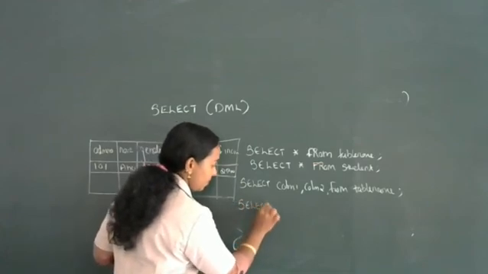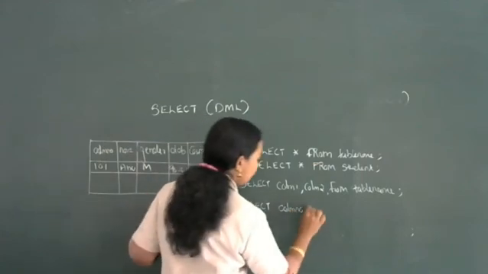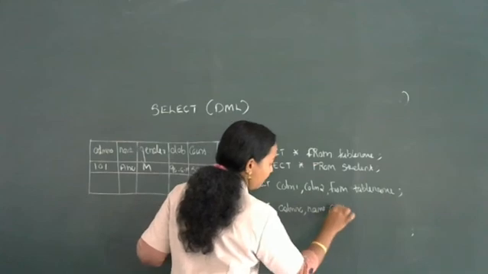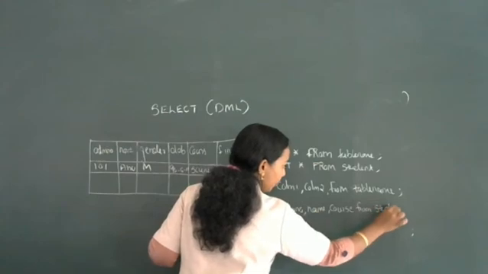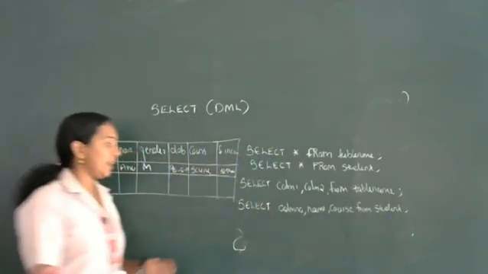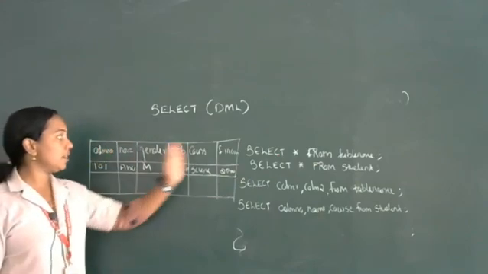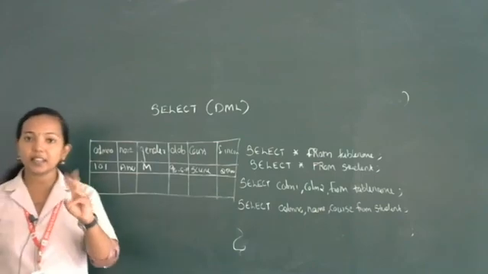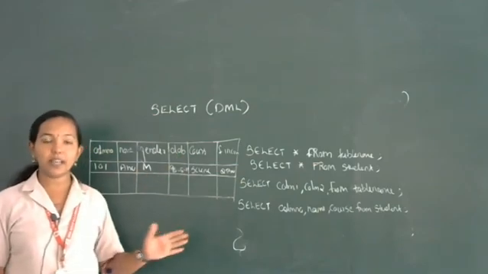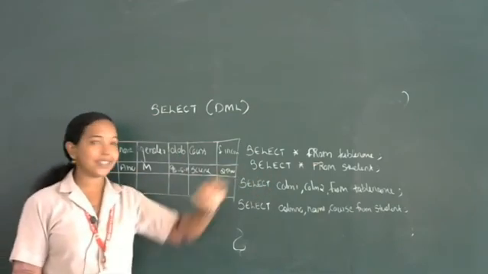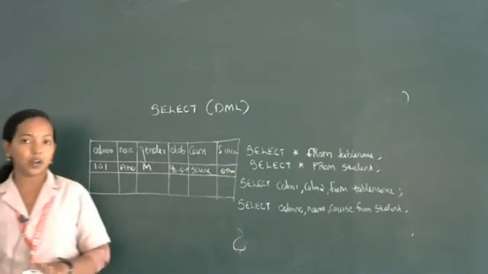Select admission number, comma, name, comma, course from student, semicolon. Then what will happen? Instead of all 6 columns, we will only get 3 columns. So retrieving information will be in a different format. We can select the entire table by using the select star statement. If you want to retrieve only certain columns, then we use select column names.